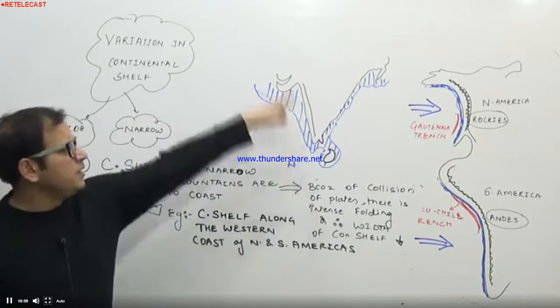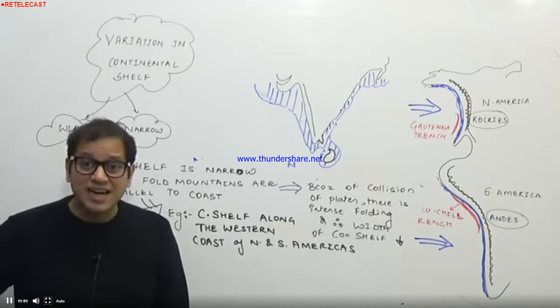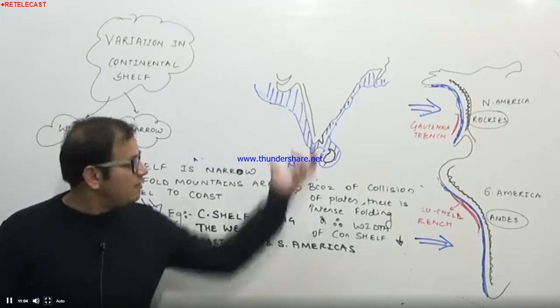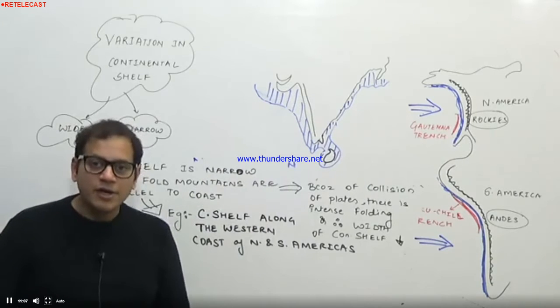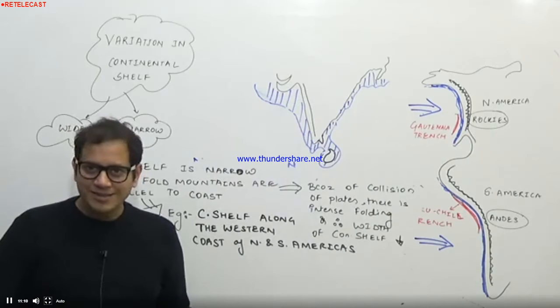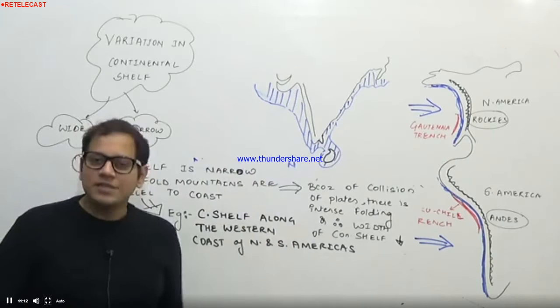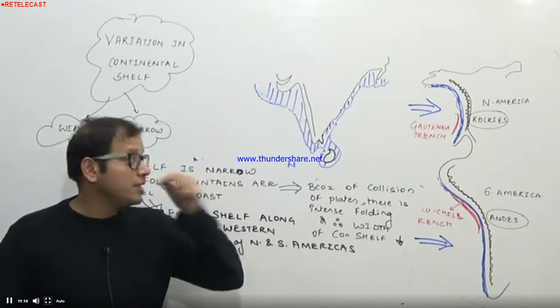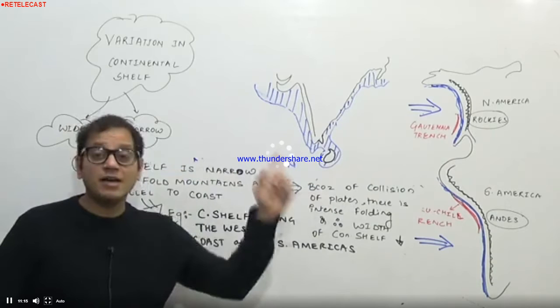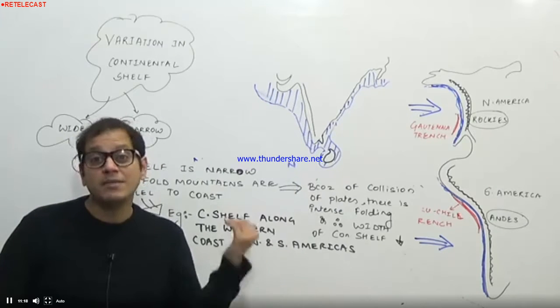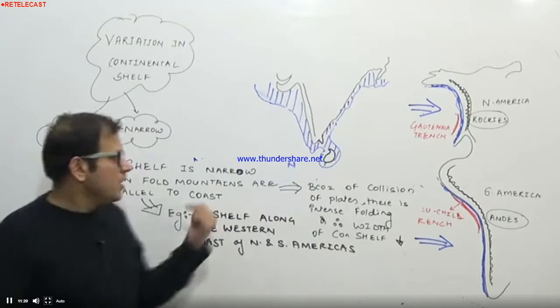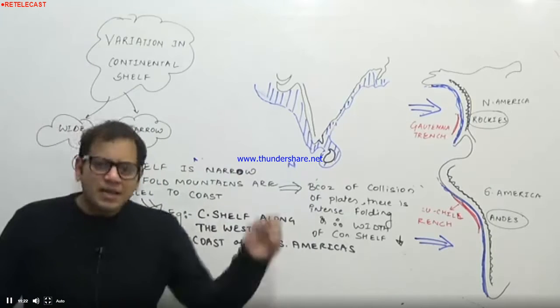We have a continuous mountain system such as the Western Ghats, and still we are having a very wide continental shelf. Is it not contradictory to what we have generalized? That the continental shelves are narrower when the fold mountains run parallel to the coast. So this is a generalized statement and it is a true statement.